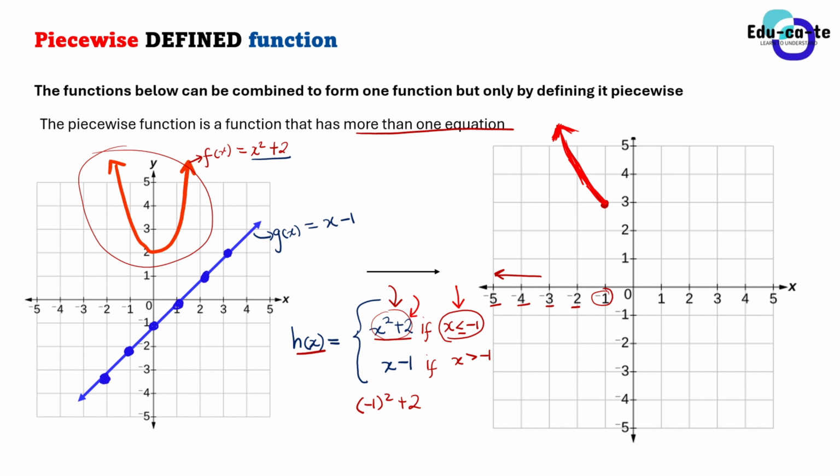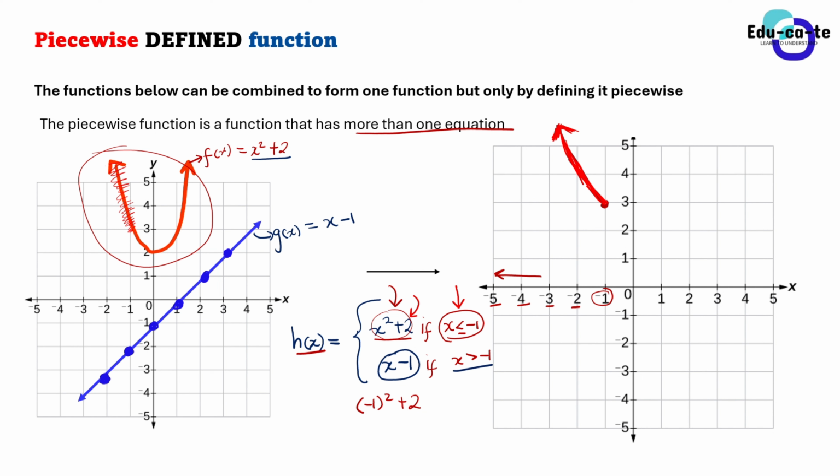Now, when you reach -1, you stop plotting the function. So it means you have just plotted this part of the function, until here, where x is -1. So now we are going to continue with the second equation from -1. The second equation says x minus 1, which is this blue straight line.